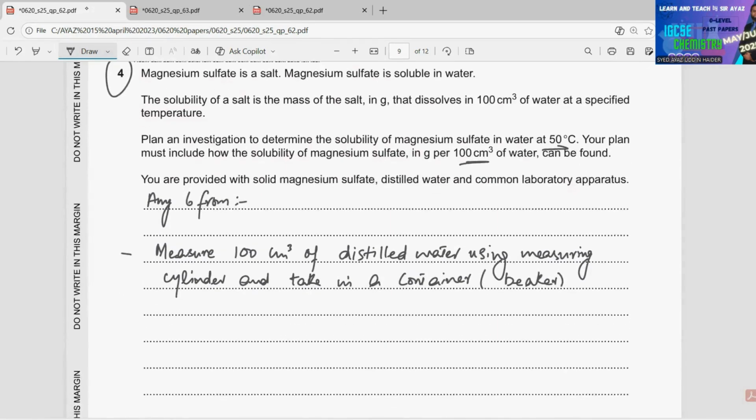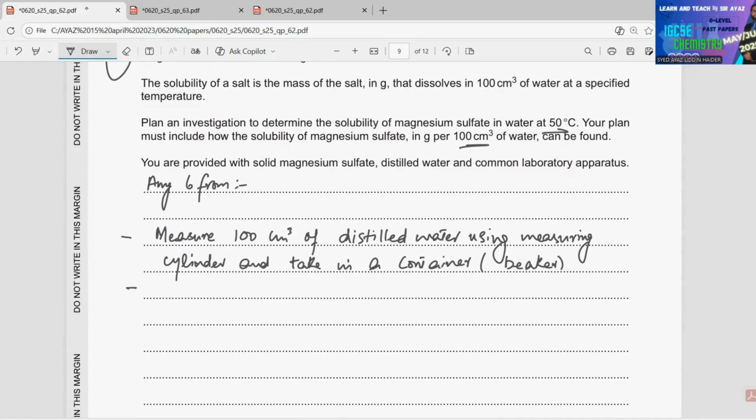Second point, heat the water. Heat the water to 50 degrees centigrade using Bunsen burner.